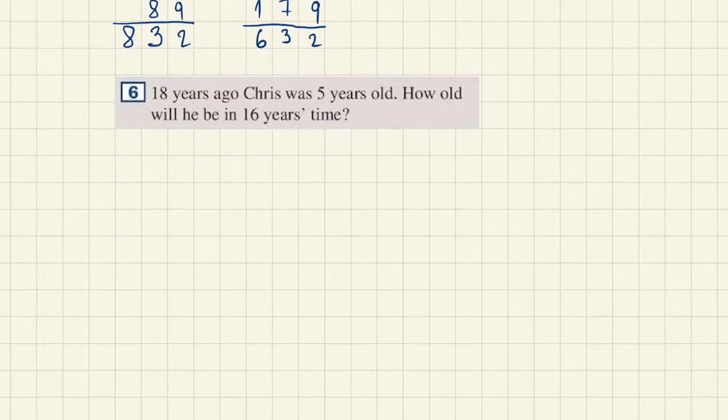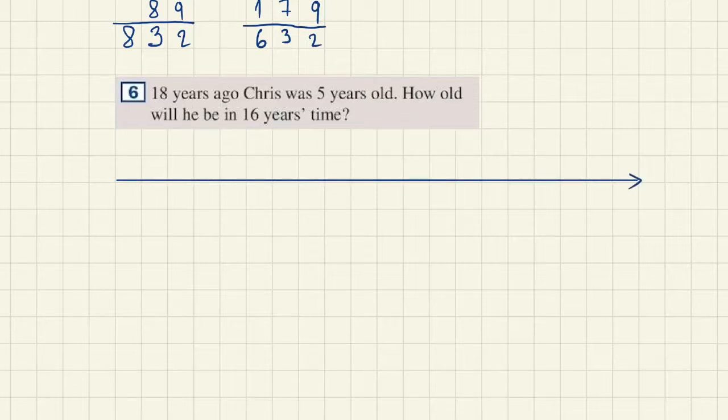Okay, and this is a small word problem that we will be doing. 18 years ago, Chris was 5 years old. How old will he be in 16 years' time? So a good way to solve a word problem is to make a small picture or maybe a diagram, whatever helps you to visualize it. So let's do kind of an age line. We will draw like an age history of Chris.